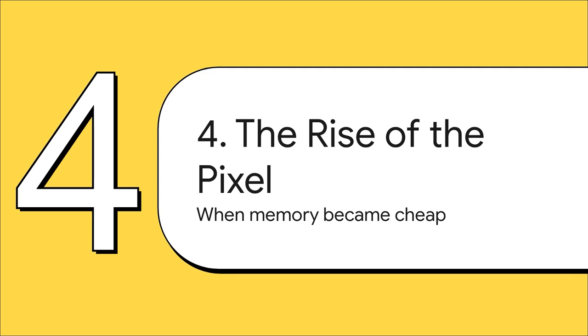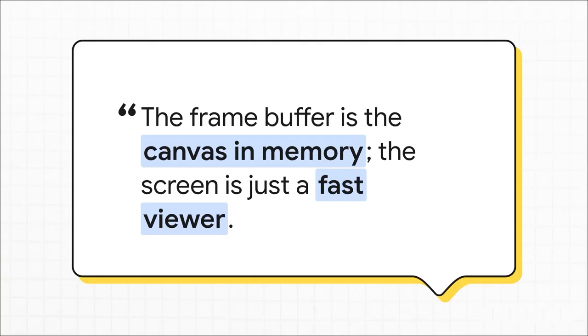The real revolution, the one that gave us the rich, detailed graphics we have today, well, that could only happen when the original problem, expensive memory, was finally solved for good. This quote just perfectly captures the huge shift in thinking that happened. Once memory got cheap enough, and we had lots of it, we could finally afford to set aside a big chunk of it to act as a direct, one-to-one digital canvas for the screen.